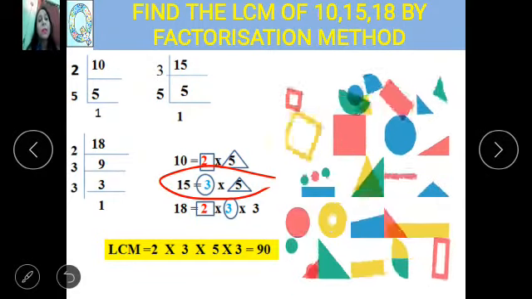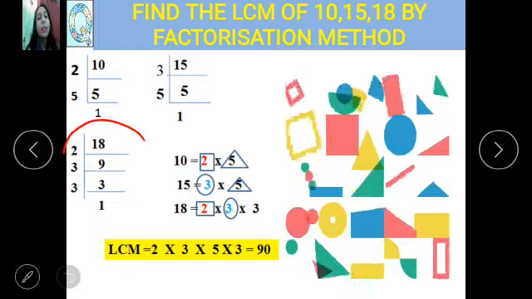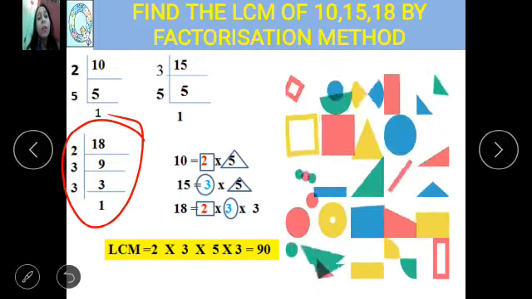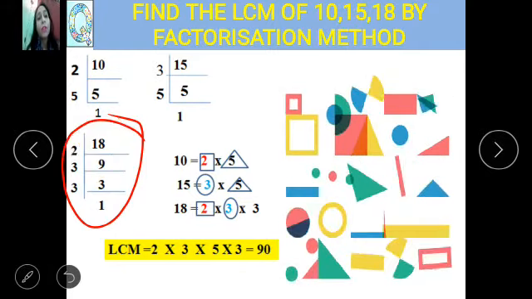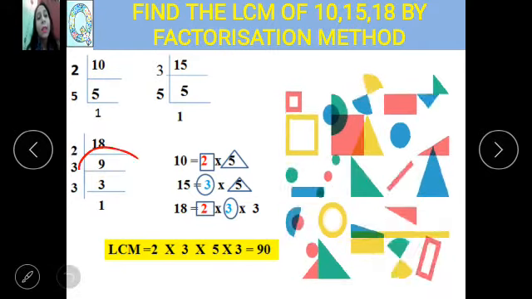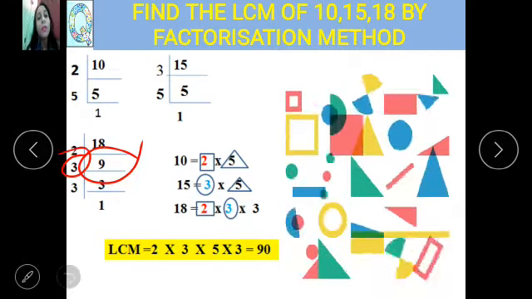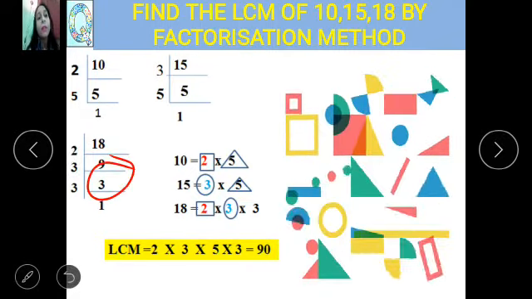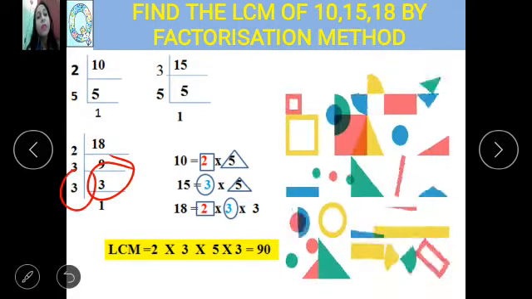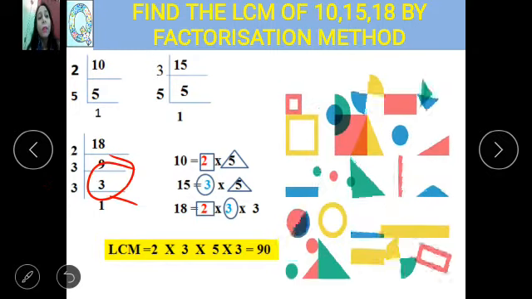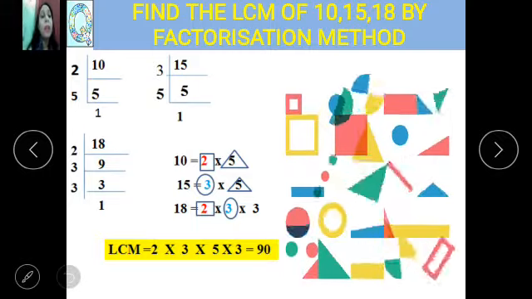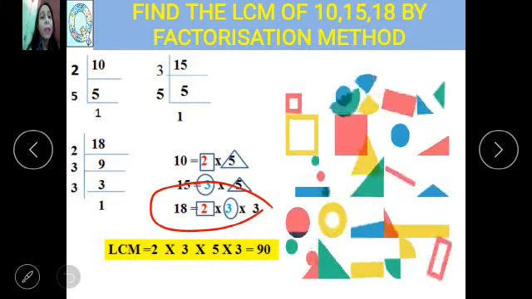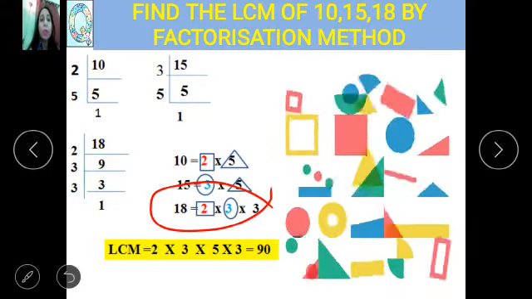Now come to the next. Take this number 18. Like that, 18 is divided by 2. So we got 9. Okay children. Now you see 9 is divided by 3 again. So we got 3. Then 3 is divided by 3. 3 ones are 3. Okay, 1 is left. So here I have written the factors of 18 are 2 into 3 into 3.